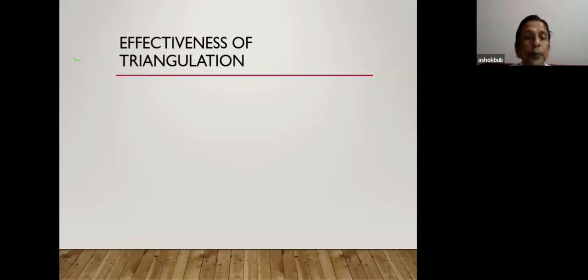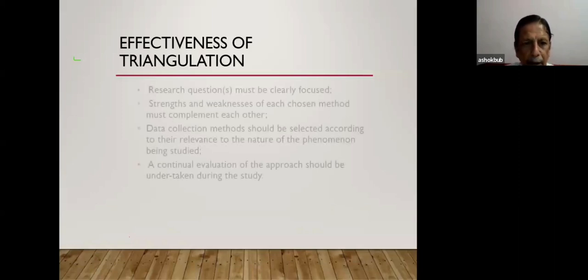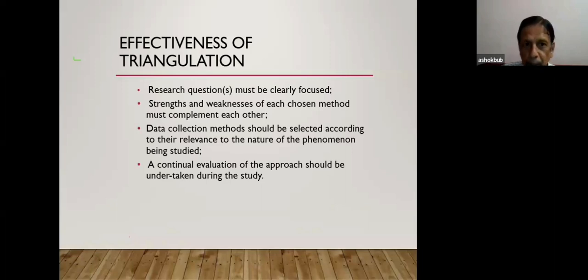Now let us come to the effectiveness of triangulation. What are the factors that determine the effectiveness of triangulation? The first one: research questions must be clearly focused. What exactly is your research question? You have a statement of the research problem, and from that problem, what exactly is your focus should be clearly stated. When you have multiple questions, then the rationale, the purpose, and the basis on which you have framed these questions becomes an important factor. So the research questions must be clearly focused. It should have a definite focus.